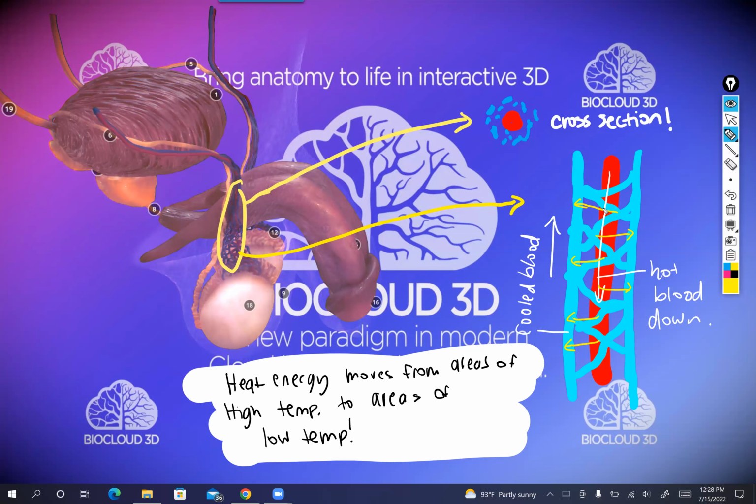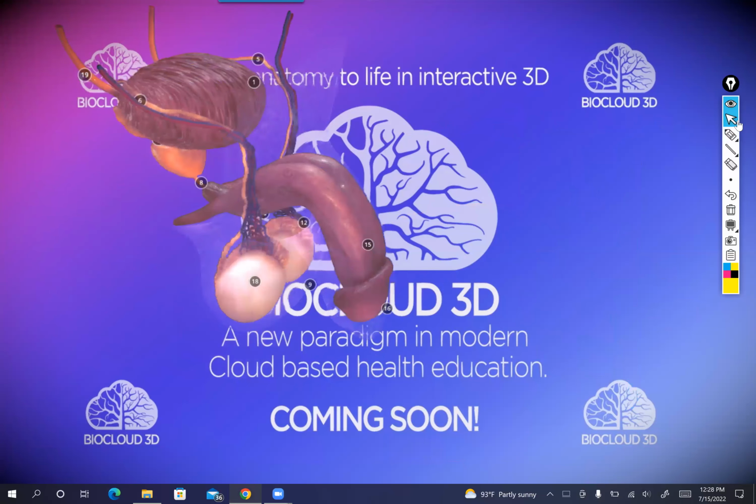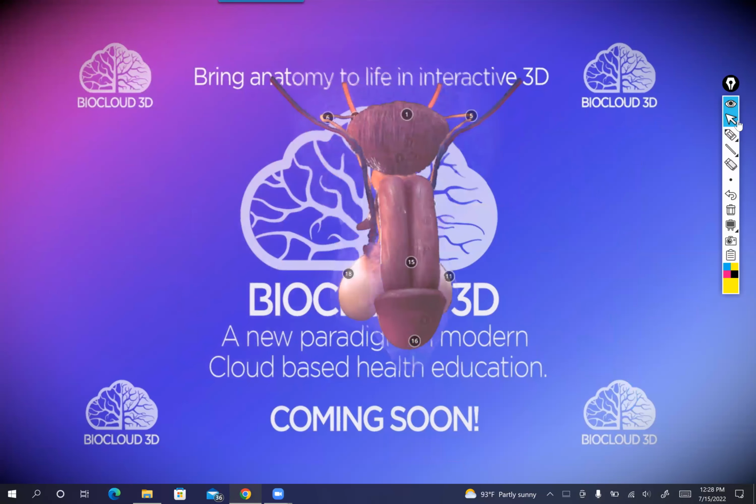Okay, so let's go look at the penis now. And I'm going to turn it to the front.